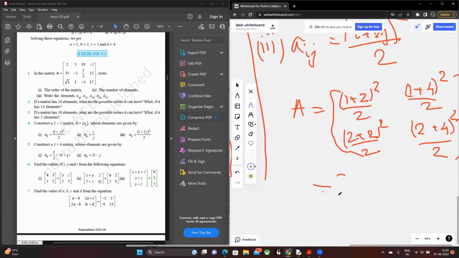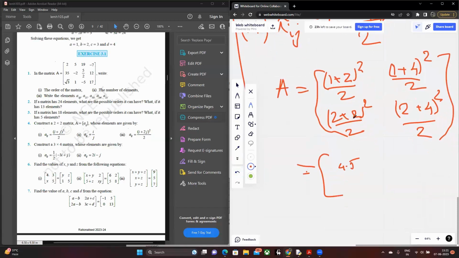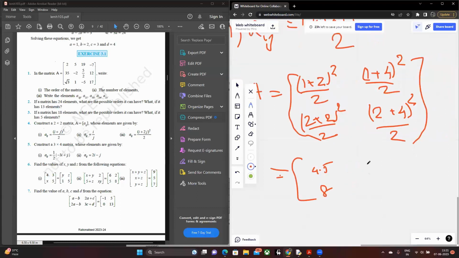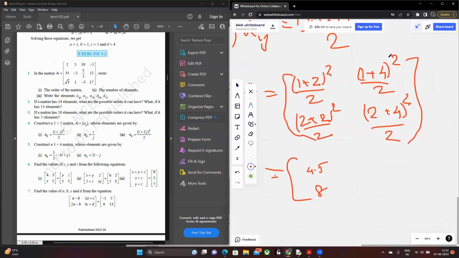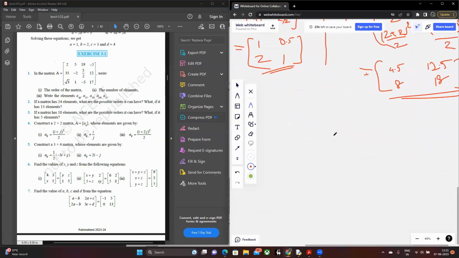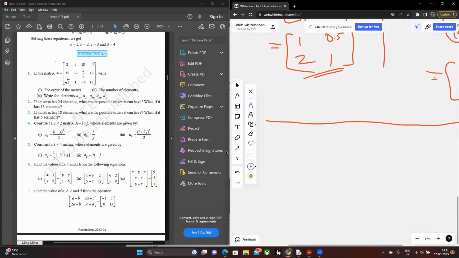Right? Which is basically, this is 5. This 1 plus 2 is 3. 3 squared is 9 by 2. That is 4.5. Right? I just write it in decimals because that's easy. This is going to be (2 plus 2) the whole square, 2 plus 2, 4. 4 squared is 16. 16 by 2 is 8. Here it's going to be 1 plus 4. 5 squared is 25 by 2. That's 12.5. And you have 2 plus 4 being 6. 6 squared is 36. 36 by 2 is 18. Right? That is your reply. Alright. That completes the fourth question.